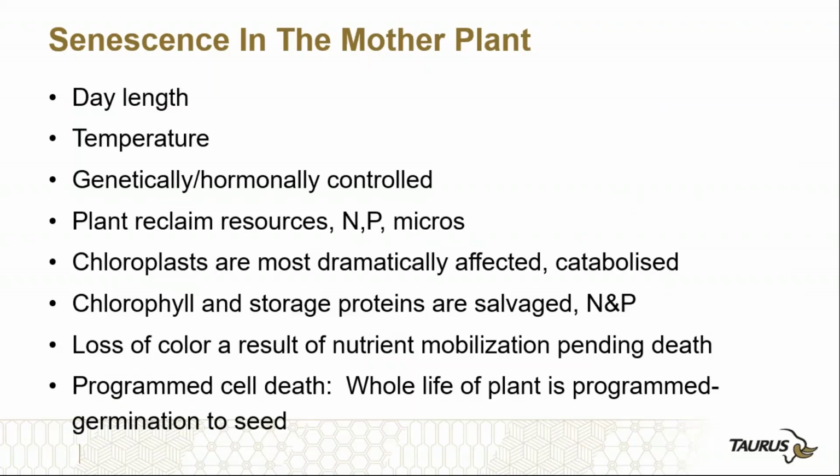And the plant kills them, and the two nutrients that are moved the most are proteins. And that's a lot of N and P, in terms of genetic material and proteins. There's a loss of color because we're taking out all that green from the chlorophyll and mobilizing it until death. And the fact of the matter is, the plant is programmed to die.